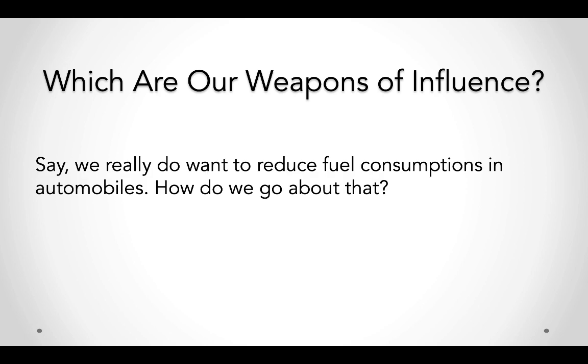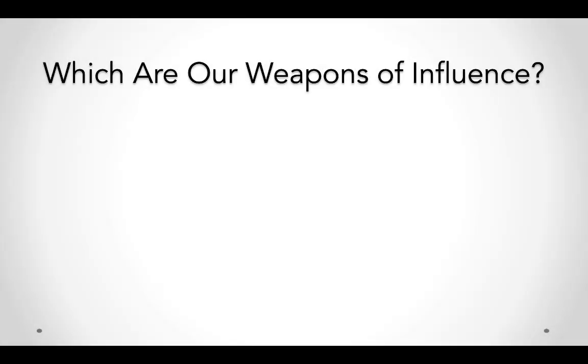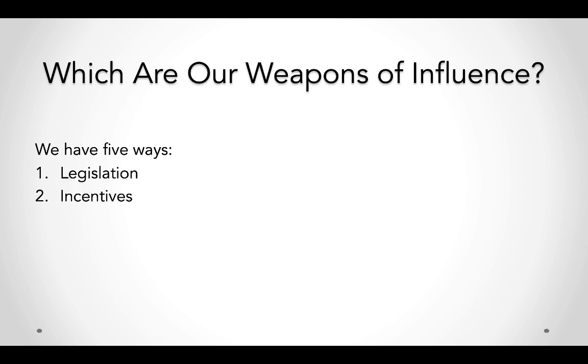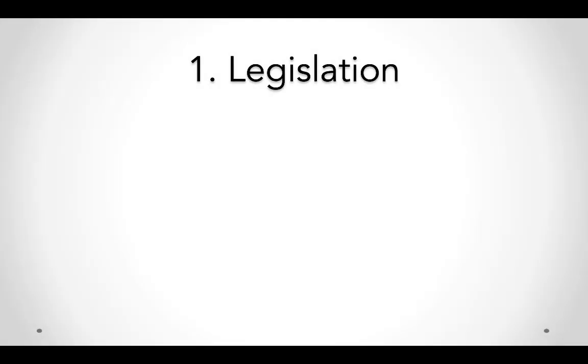Let's say we are trying to reduce fuel consumption in automobiles. How do we go about that? What kind of weapons of influence do we have at our disposal? We have 5 weapons: legislation, incentives, information, pre-commitment, and framing. Two of them are from behavioral economics. The other ones are legislation, incentives, and information.